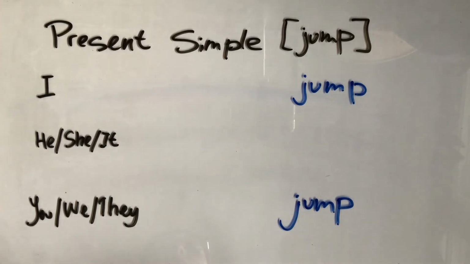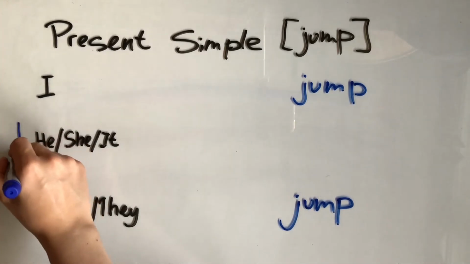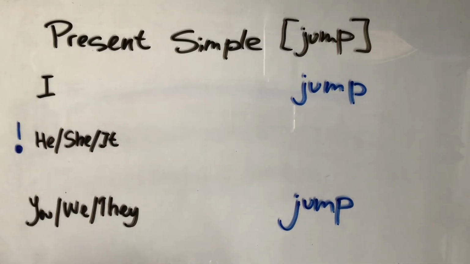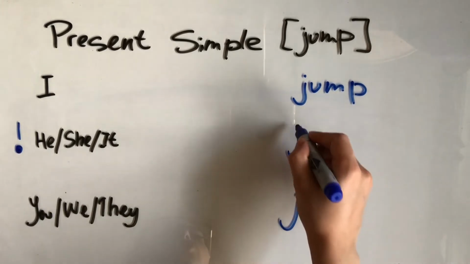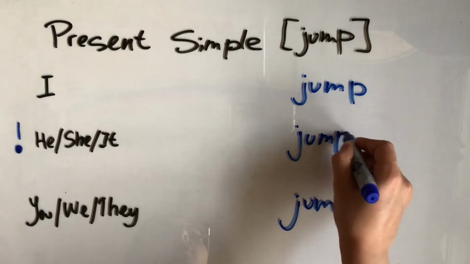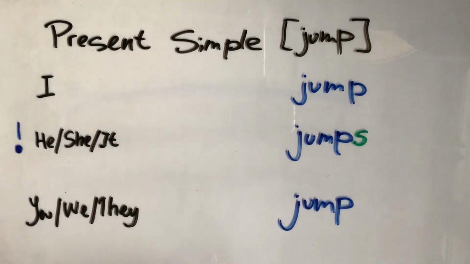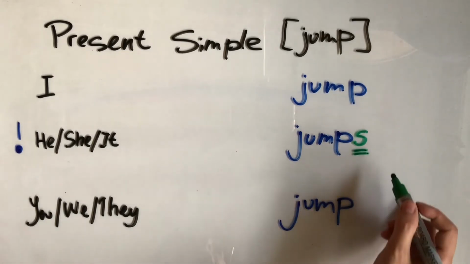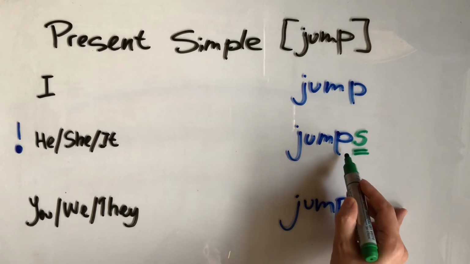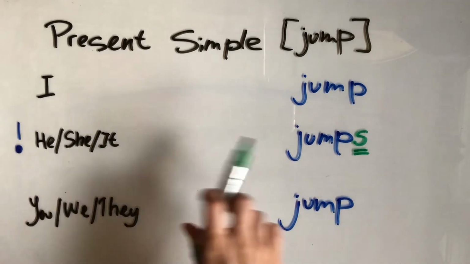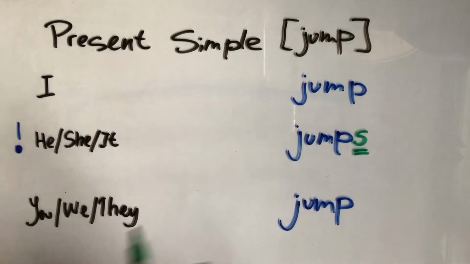Watch what happens when we use pronouns he, she, or it. Jump becomes jumps. S is added to the verb. He jumps, she jumps, it jumps.